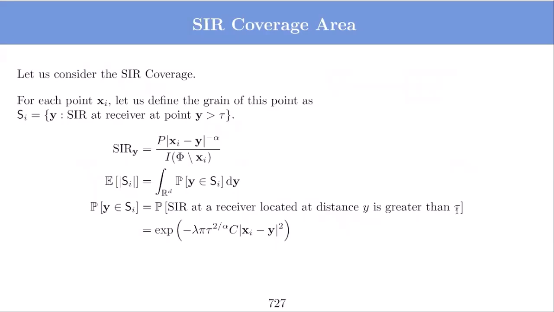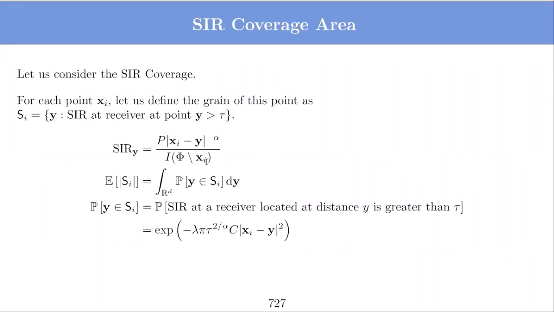Let's move to the SIR coverage area, right? So these grains can be anything. In the previous example, I took the grain as the SNR coverage of each point, which are independent across points, right? Now, if I take SIR, then for each point x_i, the grain of this point is defined as the SIR at the receiver at that point being more than tau. So this is given as p times |x_i minus y| to the power minus alpha divided by interference, and I want this to be more than tau, right?